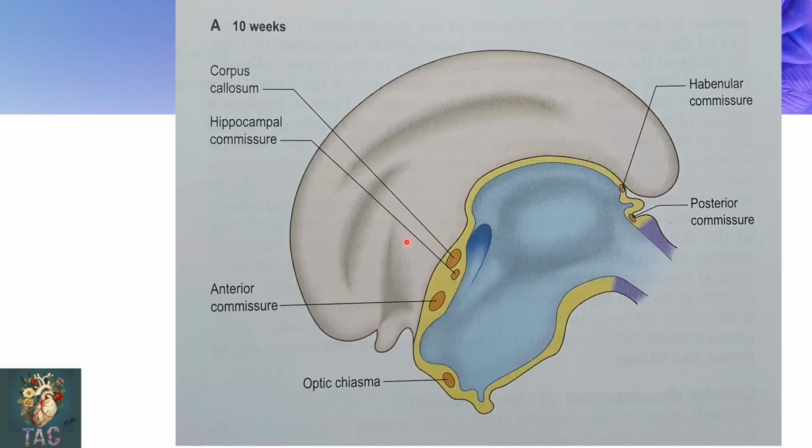So this is a diagram at 10 weeks of development, and with this diagram you can see from the area of the archipallium different commissural fibers are developing. This is the developing corpus callosum, this is the developing hippocampal commissure, and this is the developing anterior commissure and also the optic chiasma. Posteriorly, in the most dorsal and cranial part of the diencephalon, you can see the habenular commissure and posterior commissure are present in connection to the pineal body.